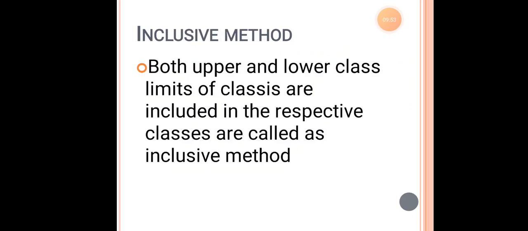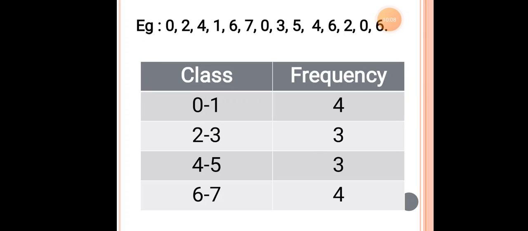Now we will study the inclusive method. Here both upper and lower class limits are included in the respective classes. That is known as the inclusive method. Under the inclusive method there will be no continuous data. Here can you see the continuous data? No, right? Because the values are 0 to 1, 2 to 3, 4 to 5, 6 to 7.